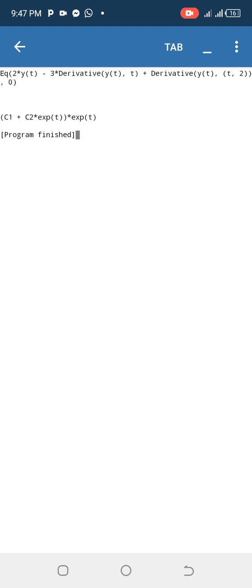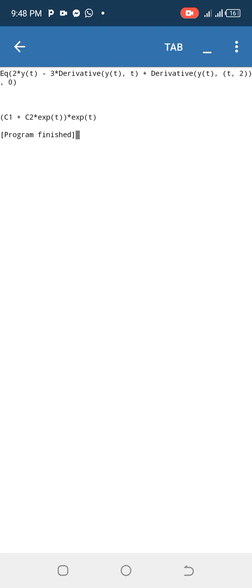So when we run, we have a differential equation which is 2 times y of t minus 3 times the first derivative of y with respect to t plus the second derivative of y with respect to t. And the solution is C1 exponential of t plus C2 exponential of t, everything squared.